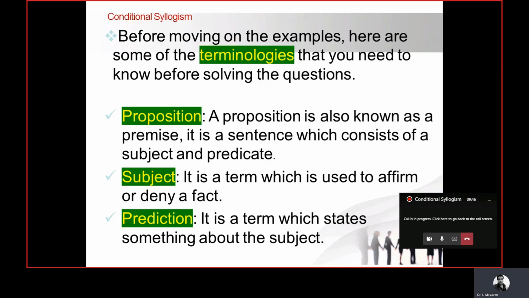So, in all types of syllogistic statements we have two propositions. Then the subject is a term which is used to affirm or deny a fact. And the predicate is a term which states something about the subject.